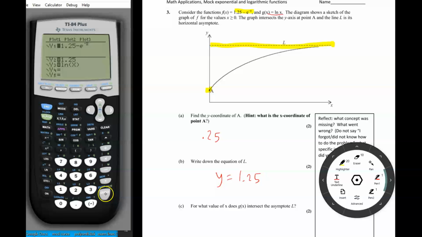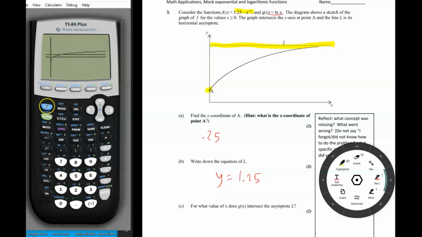So we're going to turn off one of the functions by pressing the equal sign here. Now you see there's only two highlighted equal signs. So now when I press graph, there's just going to be two functions. One of the functions is going to be the asymptote, which we drew at y equals 1.25. The other function is going to be natural log of x, and they do appear to intersect right there, right?